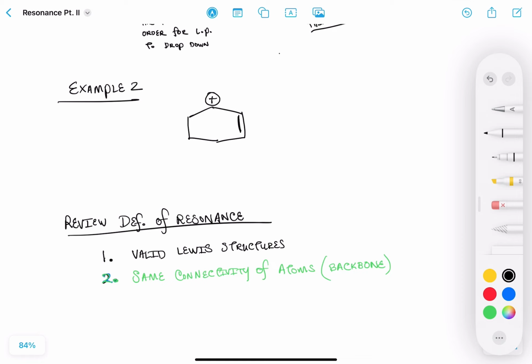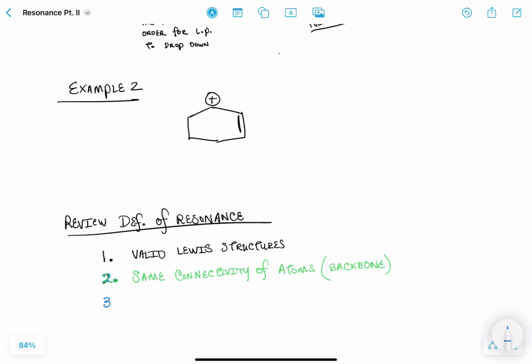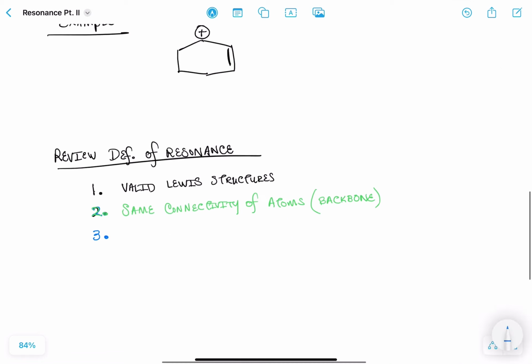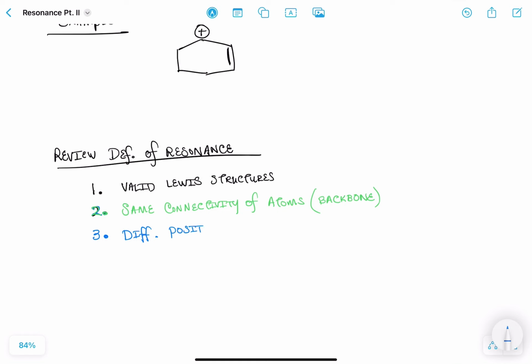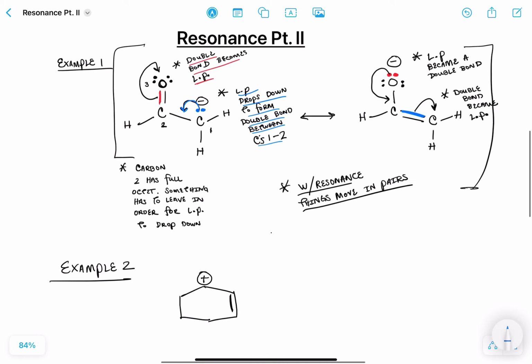And then number 3 is going to be different positions for multiple bonds and unshared electrons. Yeah, so same position for multiple bonds, different positions for multiple bonds and unshared electrons.